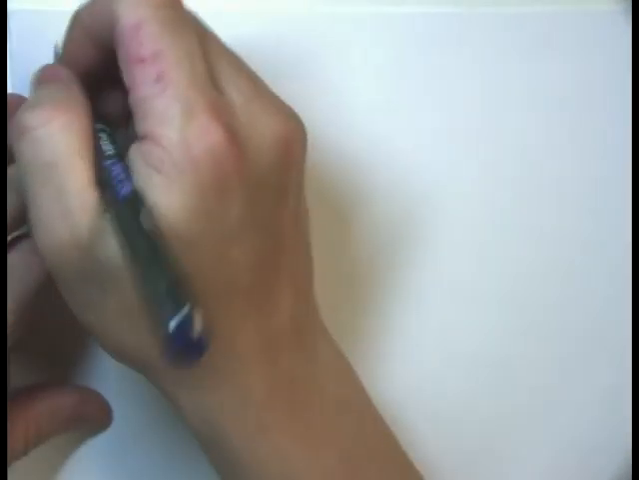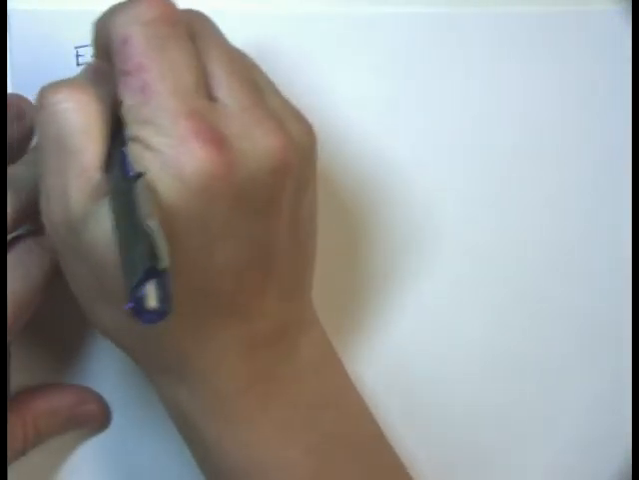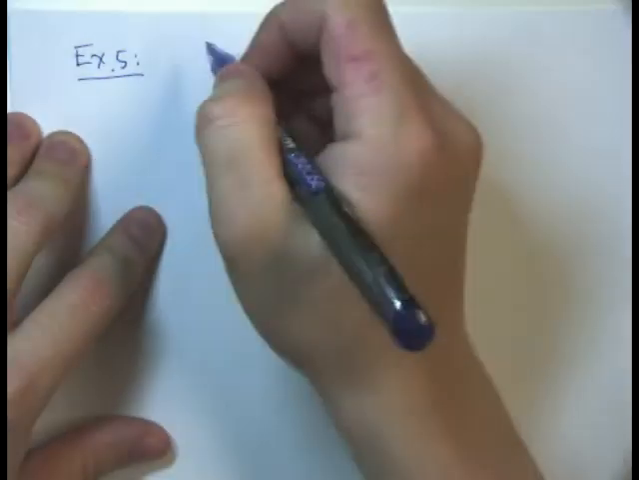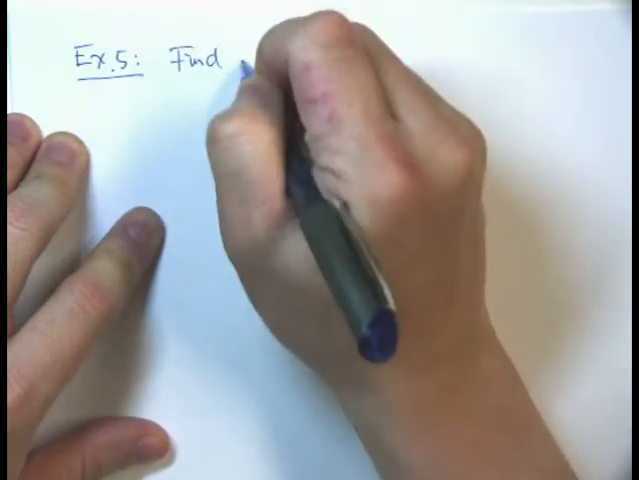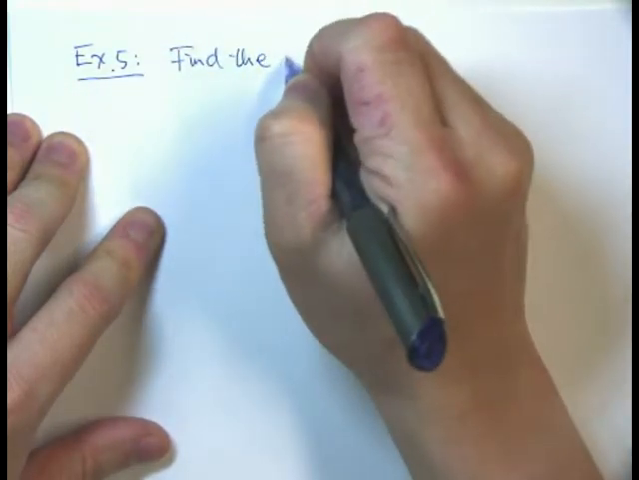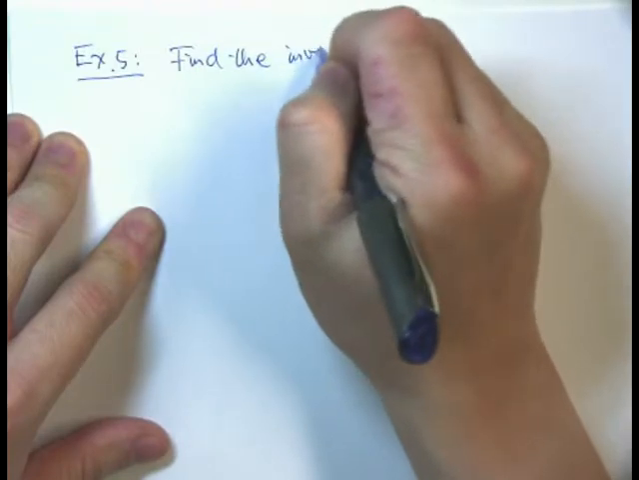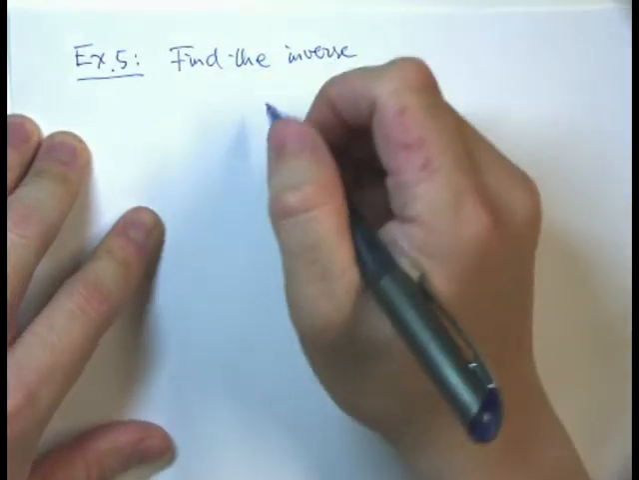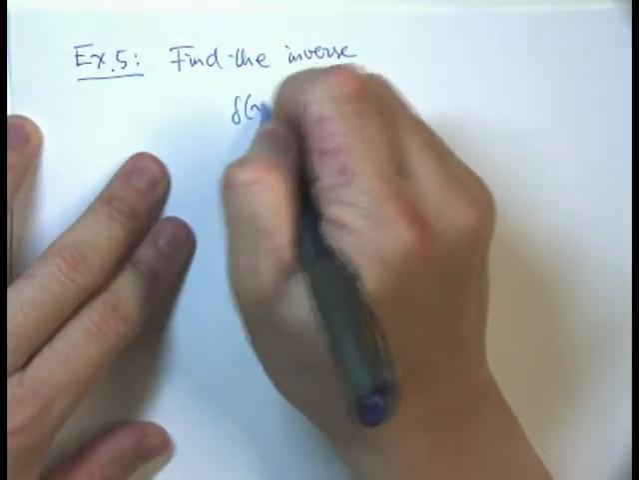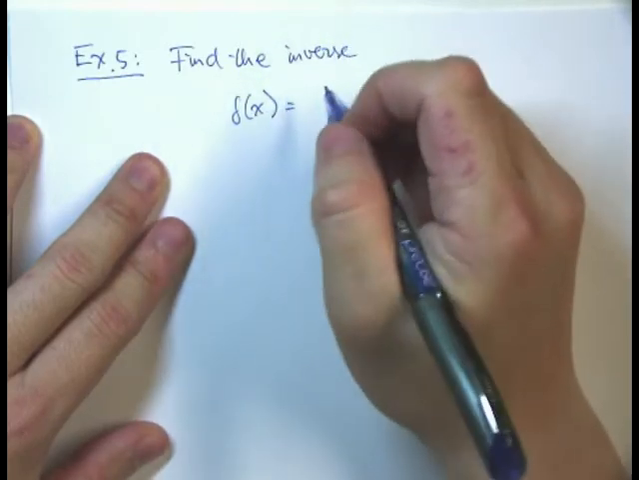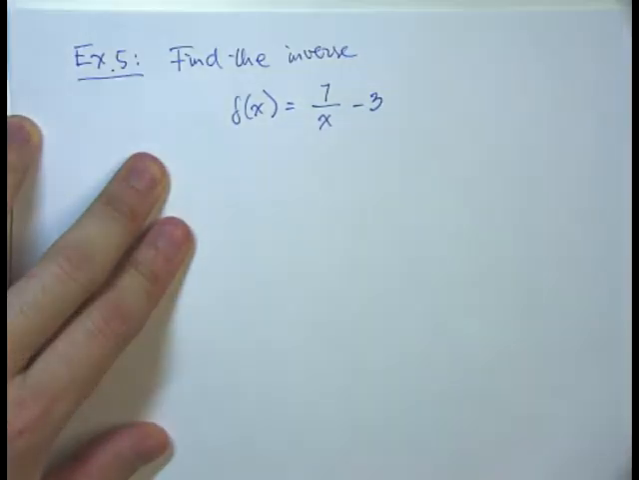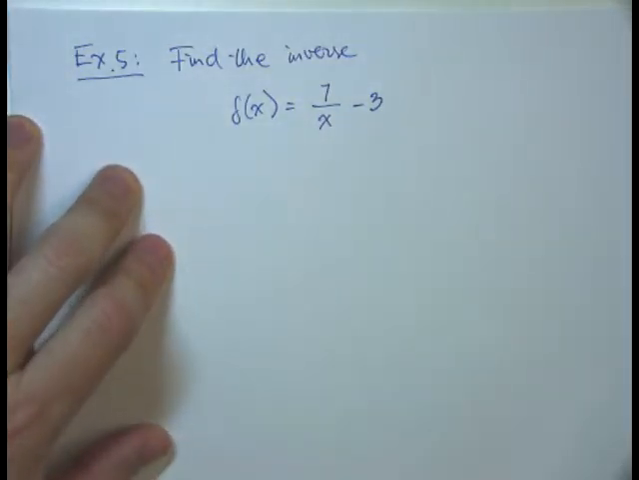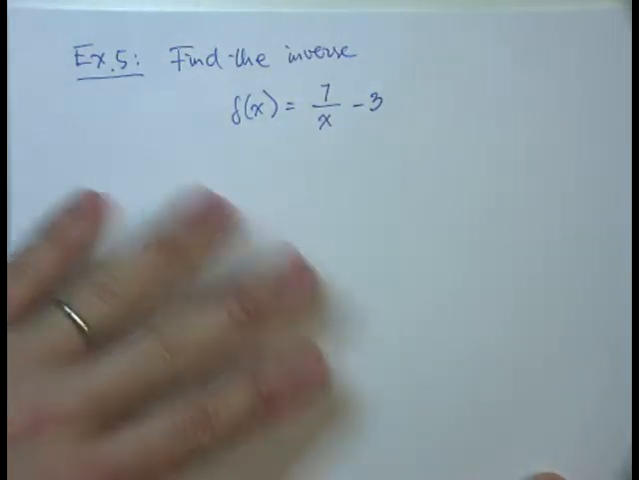And now let's look at example number 5, where we're going to find the inverse of a somewhat more difficult function here. So we still want to find the inverse. Okay, so now the function that I'm looking for the inverse of is 7 over x minus 3. So once again, all the steps get repeated.